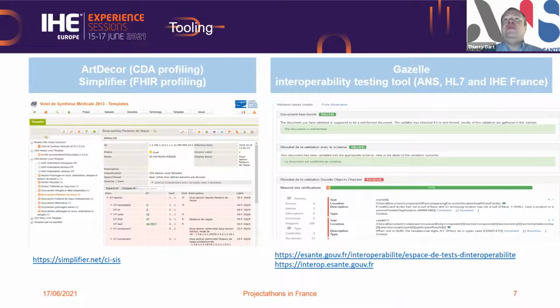Next step. What are the next steps? The next step will be the 4th Projectathon. We are planning the 4th Projectathon for December or January, and the next step will also be labeling and certification in France, and also direct funding of some of the vendors.